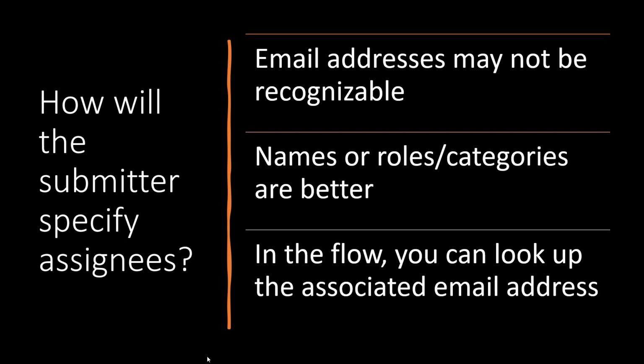So someone might have an email address of abc123 at domain.com, but the person filling out the form doesn't know that that is Arnold Brian Cohen at domain.com. So you want to provide them either the names of the people. If they're going to know the names, then using names is great. But probably more relevant or more useful is the role or the category for the task.